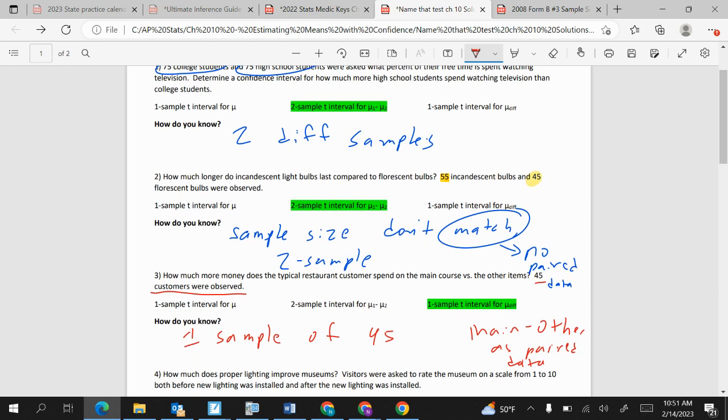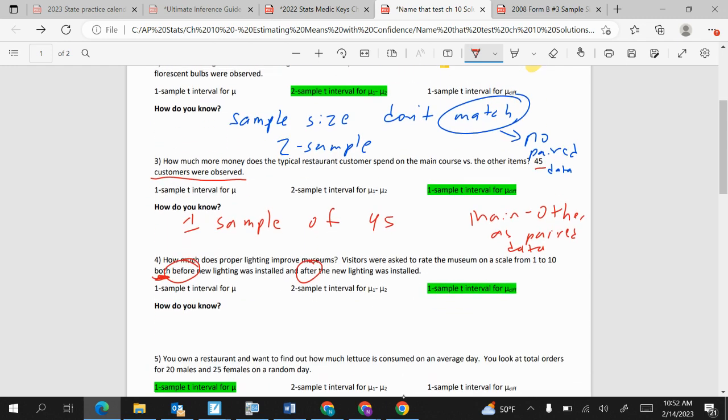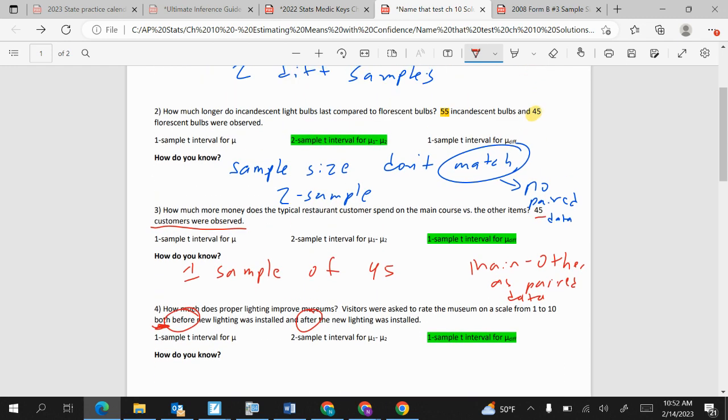Number 4, how much does proper lighting improve museums? Visitors were asked to rate museums on a scale of 1 to 10 before new lighting was installed and after new lighting. So that before and after is a really good thing to see. And they also asked, how much does proper lighting improve museums? Visitors were asked to rate it on a scale of 1 to 10. Both. So they specifically were asked before and after. So that is going to be one sample.